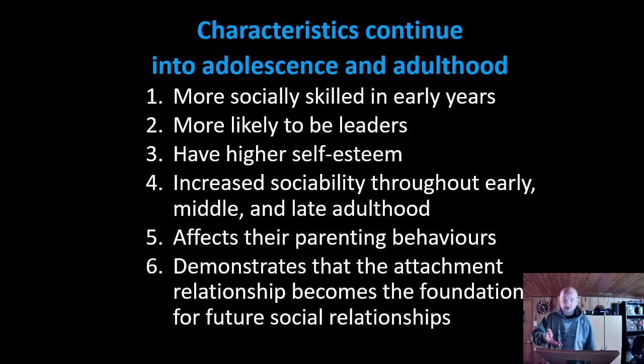Kids who score as more securely attached to their parents also do better as we move into adolescence and adulthood. So these early scores of infants have relevance to being more socially skilled in the early years, more likely to be leaders, have higher self-esteem, and increased sociability through early, middle, and late adulthood. It affects their own parenting behaviors in the future, and demonstrates that attachment relationships become the foundation for future social relationships.